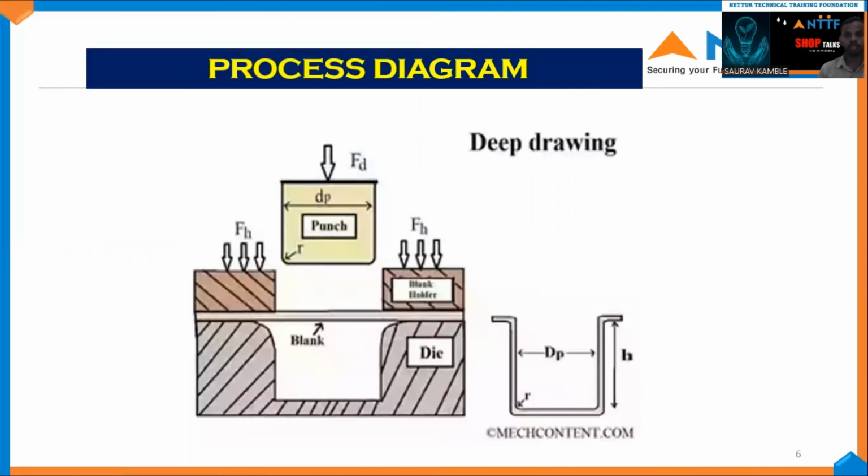This is the process diagram. In this, drawing force is applied on the punch and holding force is applied on the blank holders, and the blank is kept between the die and blank holder. After the application of force, it will form a cup-like component.